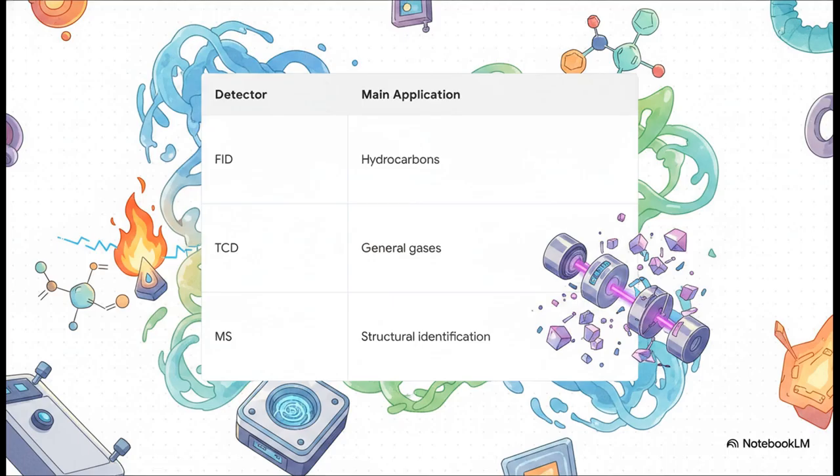But for our hyper-complex pesticide standard, we absolutely need the ultimate identifier, the mass spectrometer. It doesn't just tap us on the shoulder and say, hey, a molecule is here. It tells us exactly what that molecule is by analyzing its fundamental mass and structural makeup.